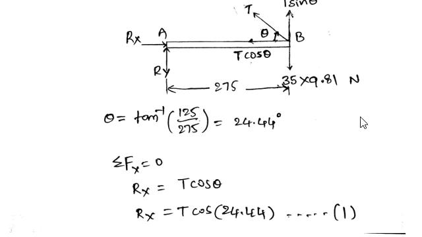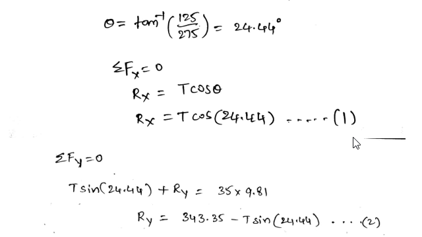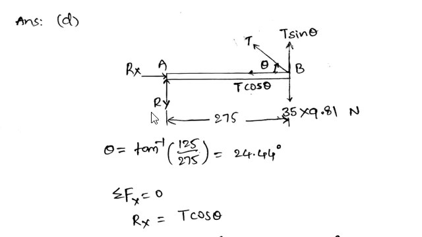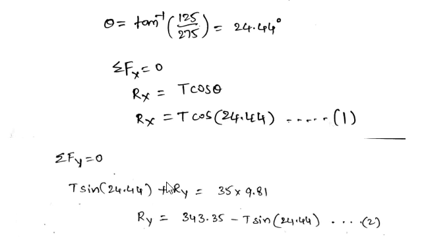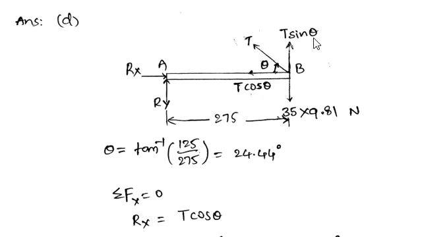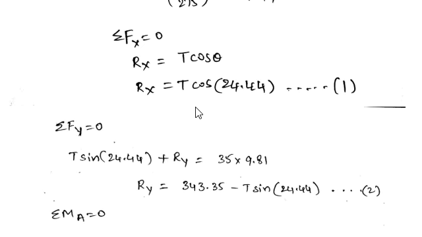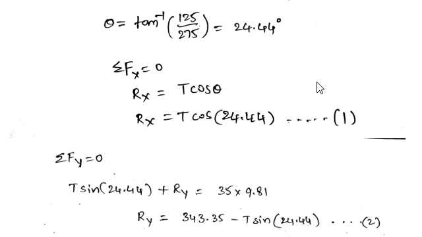So let us take this as equation number 1. And we know the sum of the vertical forces should be 0. So for the vertical forces, one force is Ry, and T sin theta going upwards. So Ry plus T sin theta must be balanced by 35 into 9.81. So T sin 24.44 plus Ry is balanced by 35 into 9.81, the mass in kg into g is the force. And if you write Ry, this will be 343.35 minus T sin 24.44. Let's take this as equation number 2.